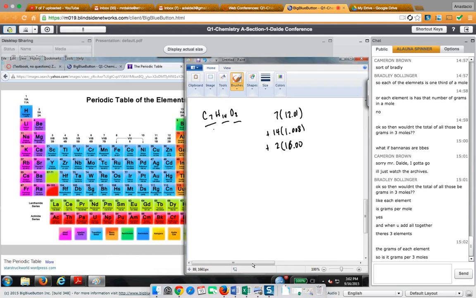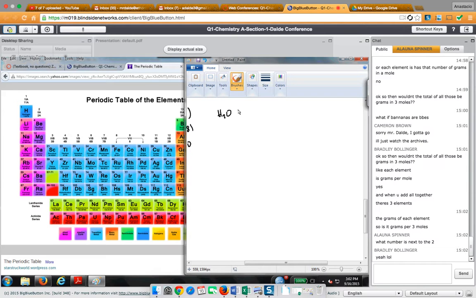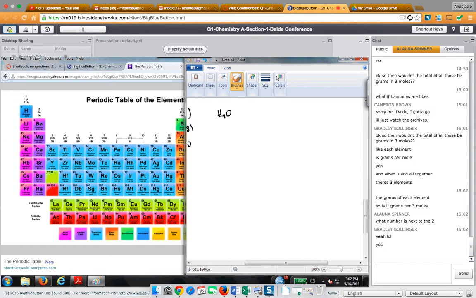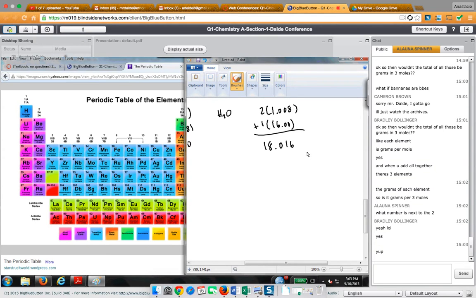Or let's make it easier. How about this? You know this equation, right? H2O. Let's figure out the molar mass of water. You don't know what H2O is? No, I'm kidding. That would be 2 times 1.008 plus 1 times 16. This is pure H2O water. Can somebody do that for me? Actually, I'll tell you what it is. It's 18.016. Right? Yeah, all right.